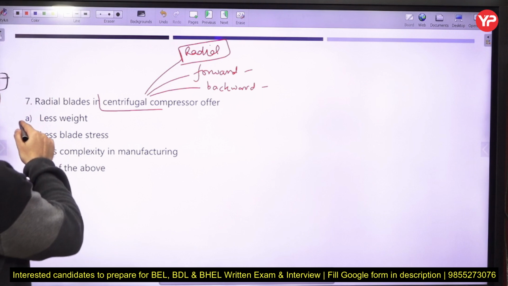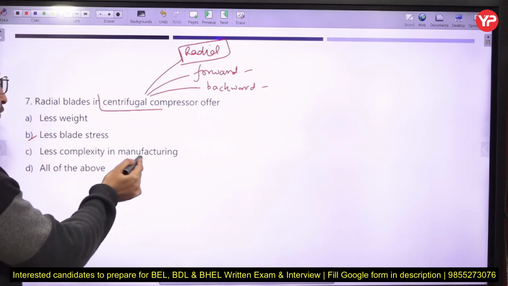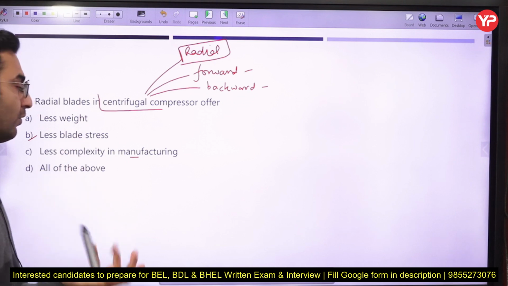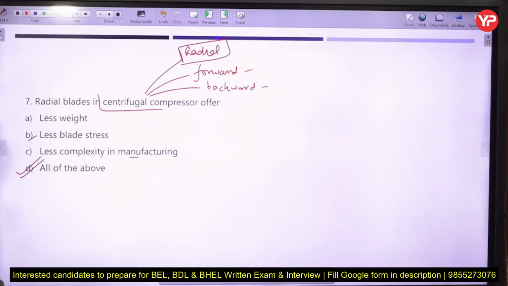So it is having less weight, it is having less blade stresses also, and in terms of manufacturing it is very simple to manufacture here. So we can say option D is going to be the correct option here. All these statements are correct in this case.